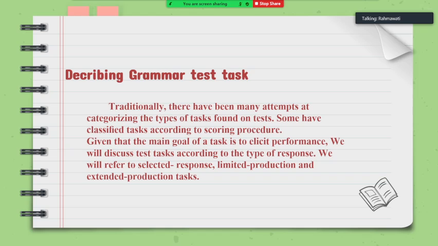Describing grammar test tasks. Traditionally, there have been many attempts at categorizing the types of tasks found on tests. Some have classified tasks according to scoring procedure. Given that the main goal of a task is to elicit performance, we will discuss test tasks according to the types of response. We will refer to selected response, the second is limited production, and then the last is extended production tasks. Next.